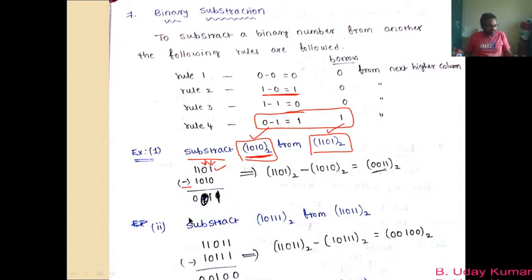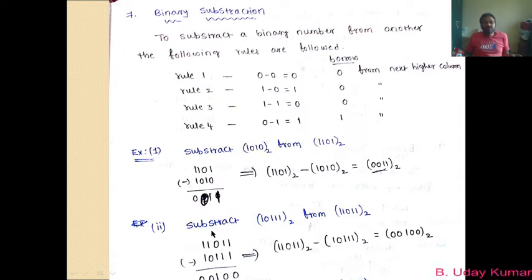Anyway, now let us take the second example. Let us try to subtract 10111 to the base 2 from 11011 to the base 2. I don't know which one is bigger, which one is smaller, you just try to do it. If you subtract this one from this one, what do you get? 11011 minus 10111. This is what you have to do.